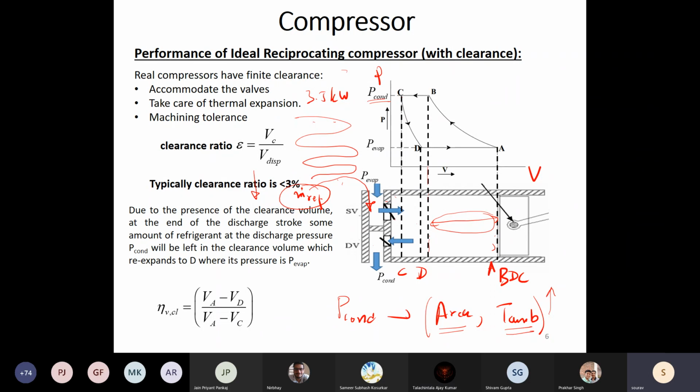Okay, so if you have properly sized, so that's why I was talking about sizing. If you have properly sized the compressor, it will lead to a close to steady state, steady flow process.